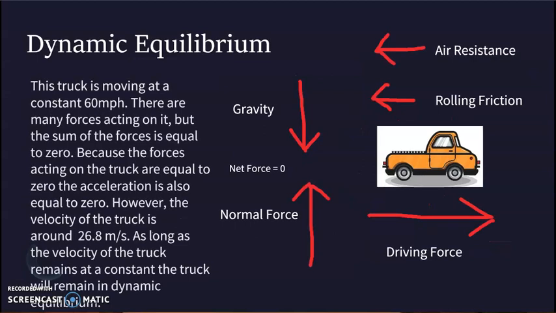Here's an example of dynamic. This truck is moving at a constant 60 miles an hour. There are many forces acting on it, but the sum of the forces is equal to zero. Because the forces acting on the truck are equal to zero, the acceleration is also equal to zero. However, the velocity of the truck is around 26.8 meters per second. As long as the velocity of the truck remains constant, the truck will remain in dynamic equilibrium.